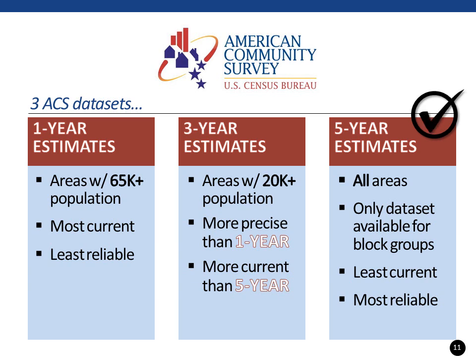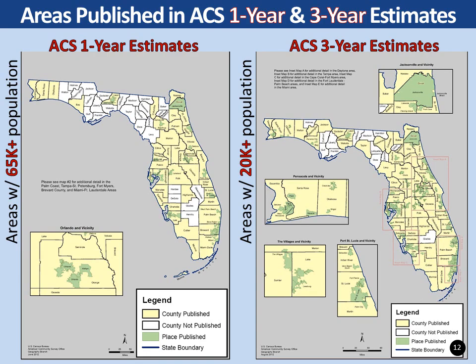a project demographic analysis. This slide shows the geographic coverage of areas published in the ACS 1 and 3-year estimates in Florida. Survey information is provided for yellow and green areas on the map. As mentioned earlier, all areas of the map are published for the ACS 5-year estimates.